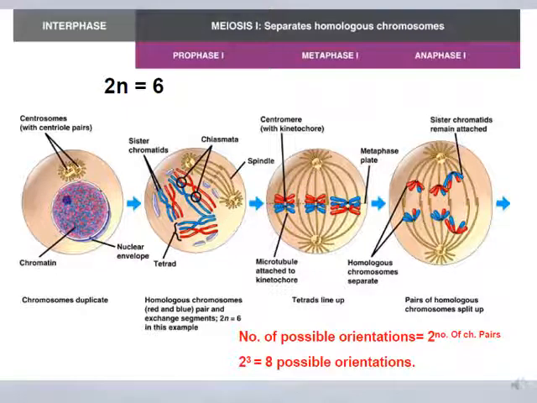Meiosis 1 separates homologous chromosomes. Meiosis 1: prophase 1, metaphase 1, anaphase 1. These are the tetrads that I told you about. Here, 2n equals 6. The number of possible orientations is 2 to the power of the number of chromosome pairs. How many pairs do we have? 3. So 2 to the power 3 equals 8.